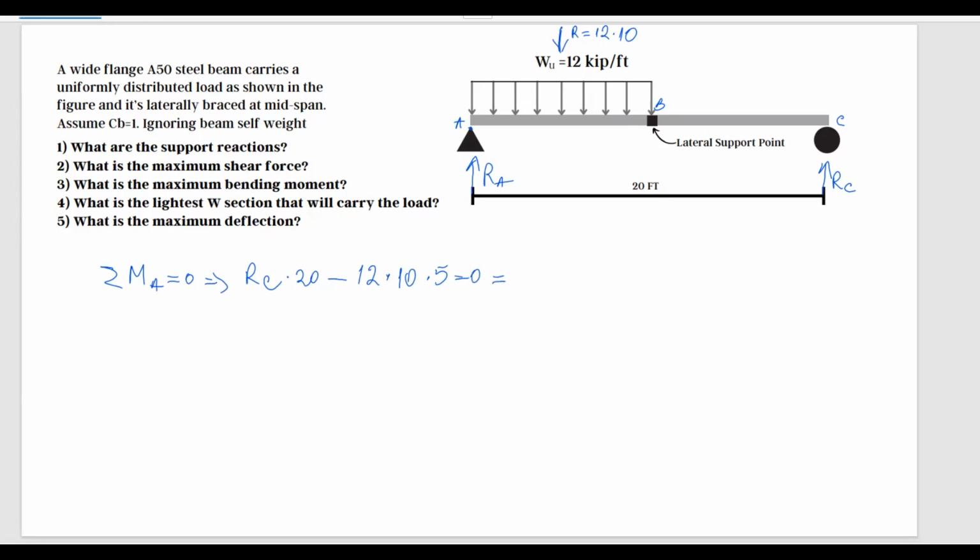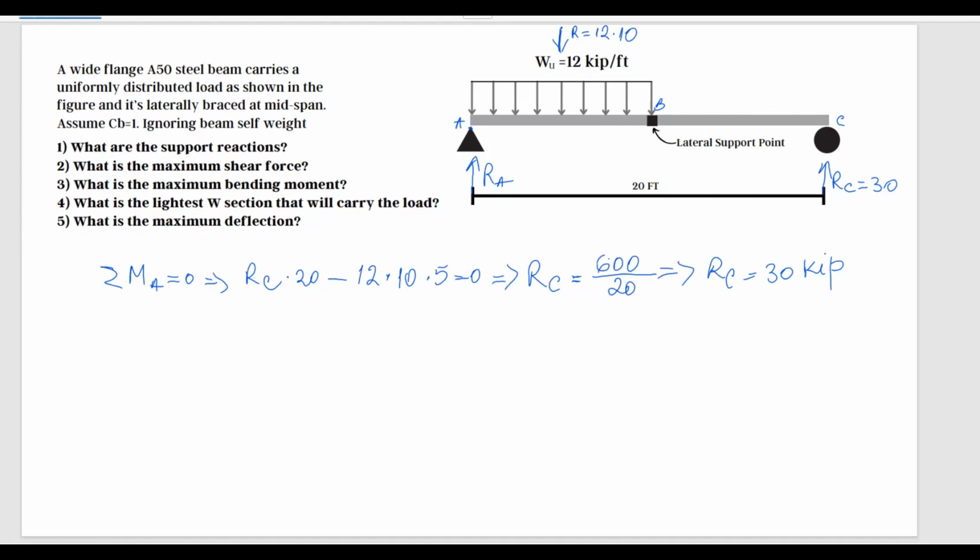From this equation, we're going to calculate RC. The member at the top, we have 12 multiplied by 10, that's 120, and 5 multiplied, 600. So this gives me RC equals 30, and these are kips. So we can write down here 30.